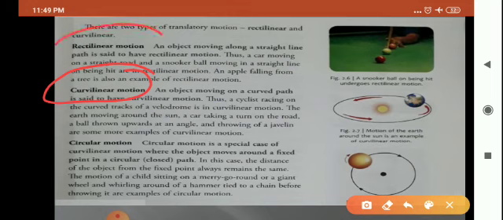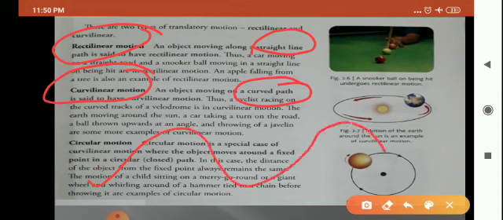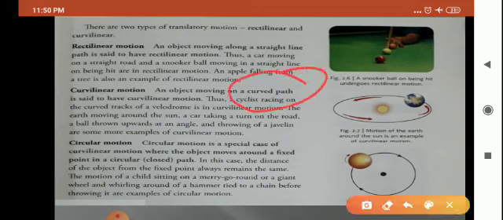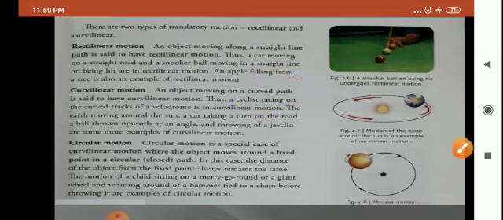Now the other part of translatory motion is curvilinear motion. As rectilinear motion means when an object moves along a straight line path, similarly, what is curvilinear motion? When an object moving on a curved path is said to have curvilinear motion. Suppose there is a curved path and your car is moving over a curved path. So now the car is having which motion? Curvilinear motion. It means when an object moves along a curved path, then the motion is said to be curvilinear motion.